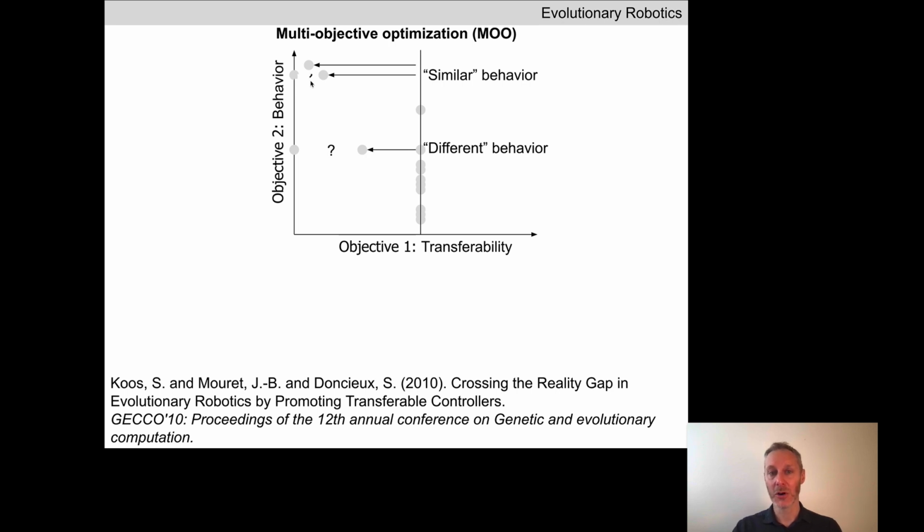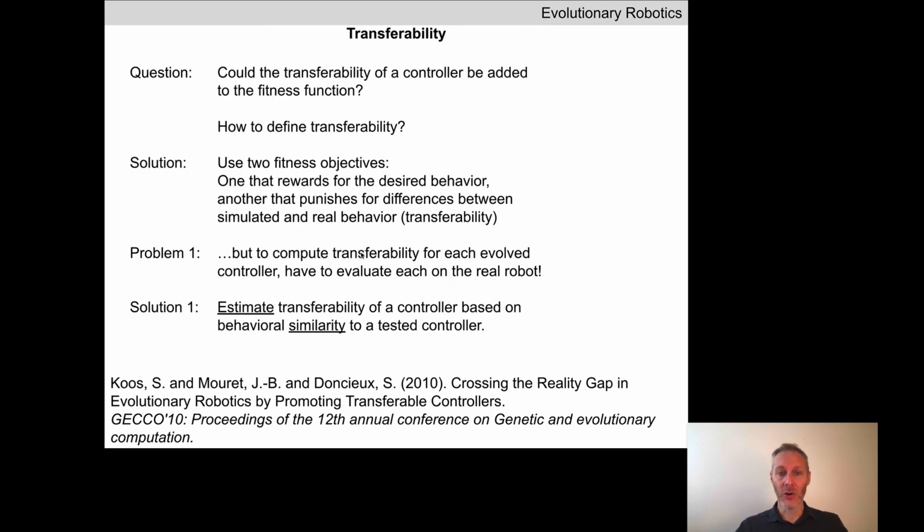Which one do we transfer next? Well, we could transfer another one that produces fast motion in simulation, but that one, because it's close or similar to the one we just transferred, is likely to have similar transferability, which in this case is low. So perhaps we go somewhere else in the population to transfer it. In order to do that, we're going to try and estimate the transferability of a controller that we've not yet transferred to reality, based on its behavioral similarity to a tested controller. The more similar the two controllers are, the more likely they're going to have similar transferability. And if one of them has already been transferred, we know what its transferability is, and we can estimate this controller's transferability from it.